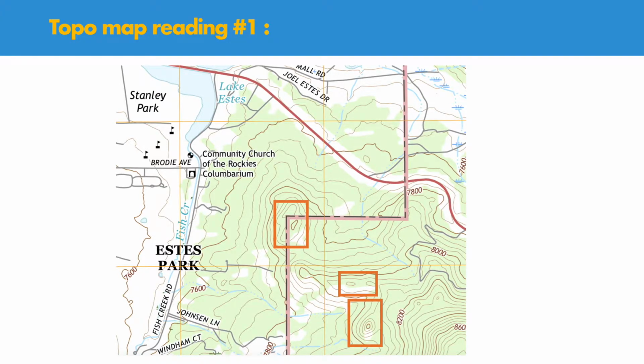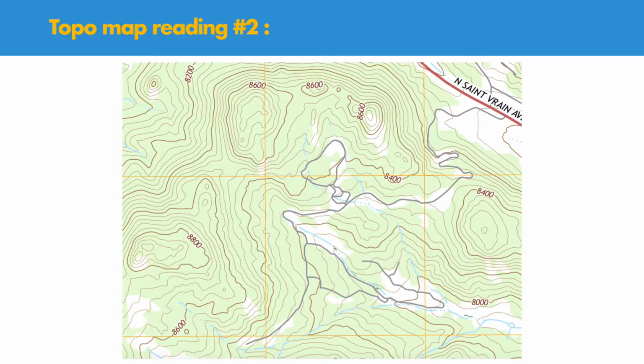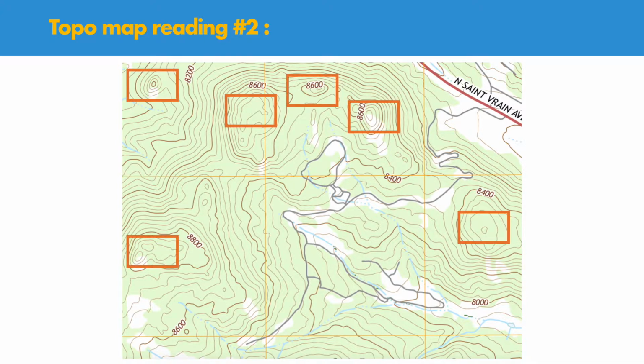Why mountains and not depressions? Because if that were the case, they would use the little dashes I introduced before on the inside of the contour line circles. I see here that there are 6 peaks. 1, 2, 3, 4, 5, and 6.